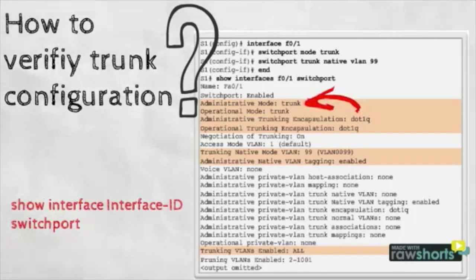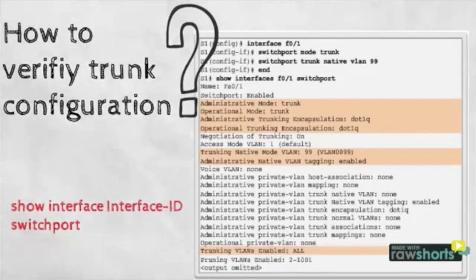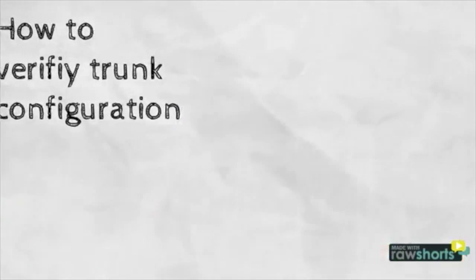In this image, we can see that the administrative and operational mode is trunk, so the port is in trunking mode. The next highlighted area verifies that the native VLAN is VLAN 99. Further down in the output, the bottom highlighted area shows that all VLANs are enabled on the trunk.